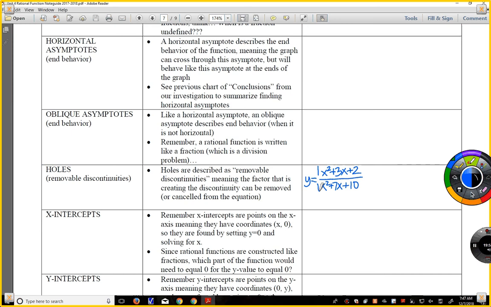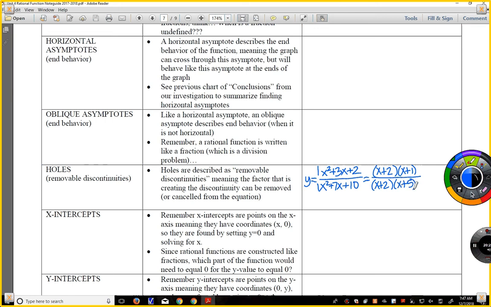For my vertical asymptote, I would want to set the denominator equal to 0. It's a lot easier if the denominator is in factored form. If it doesn't factor, you're just out of luck. But there's also another reason that you should factor first before you just start looking for it. If I factor these two things, so if I rewrite this in factored form, I have x plus 2 times x plus 1 over x plus 2 times x plus 5.